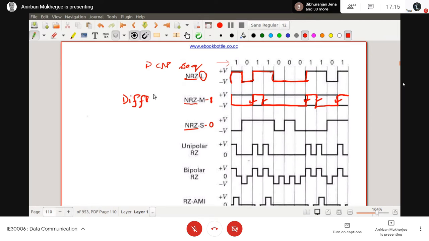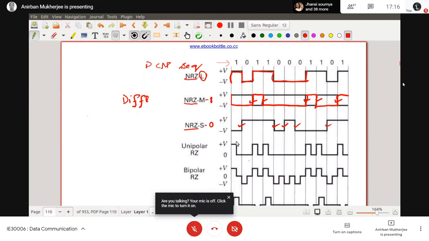Similarly, NRZ-S, we have seen: if there's a zero, then I have a transition; if there's a one, there is no transition. So at each zero I have a transition over here, here there's a zero and a transition, here there's a zero and a transition. Transition means it will stay there, and here also there is a zero, so there's a transition.